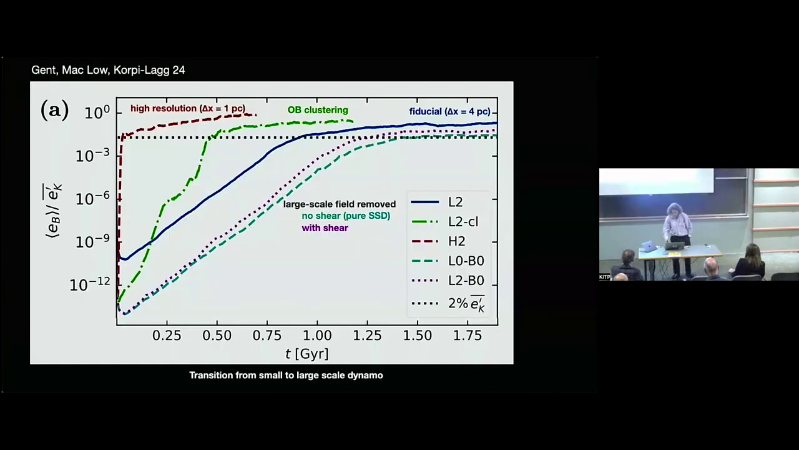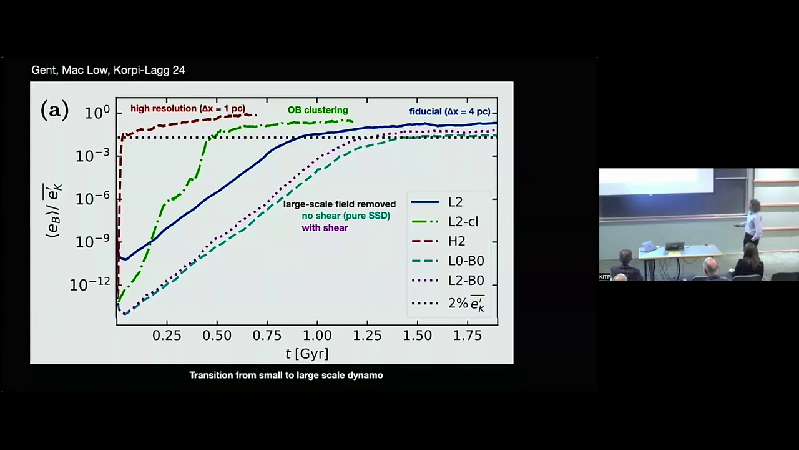If we look at the growth of energy, these models are low resolution models. L2, the blue line, is probably the fiducial one. Delta X is 4 parsecs. So you get a long, slow, small-scale dynamo, and then a transition to large scale, which hasn't quite saturated at 2 gigayears. We have a high resolution model running. It's hella expensive, but now you can see what the small-scale dynamo does. And again, we haven't quite reached saturation, but we're getting there.